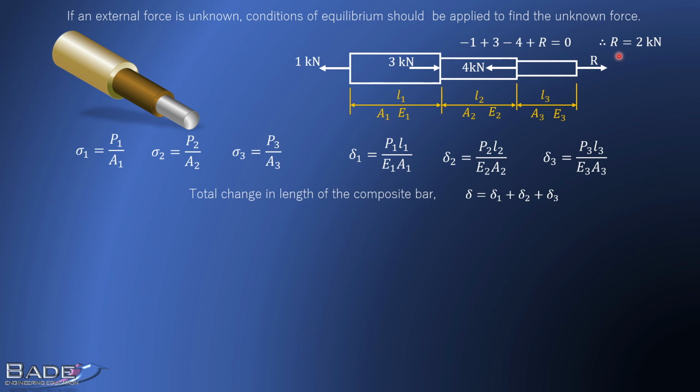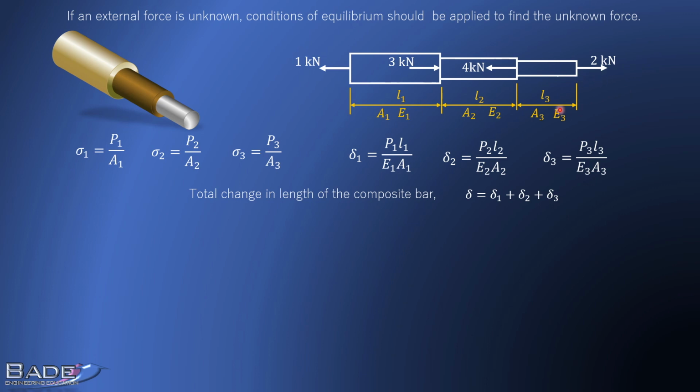And you get the answer. R is 2 kilonewton. You got a positive answer. What do you mean by positive answer? Direction in the diagram is correct. Okay. So this is how, if a force is unknown, apply conditions of equilibrium and get that unknown force.